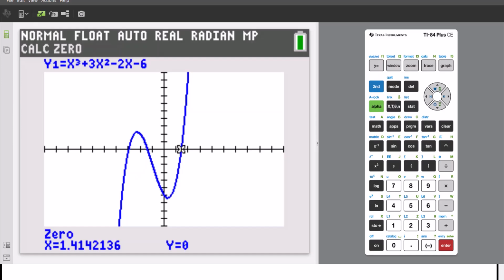And I'm getting the same value, 1.414214. It's basically the same as the other one. The other one had a negative. This one has a positive.